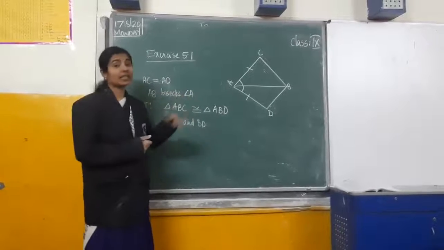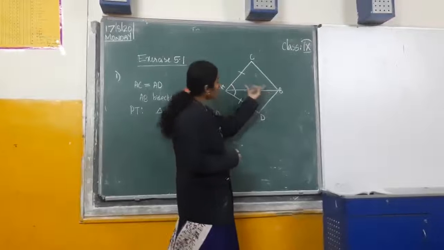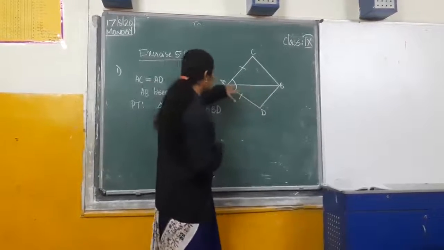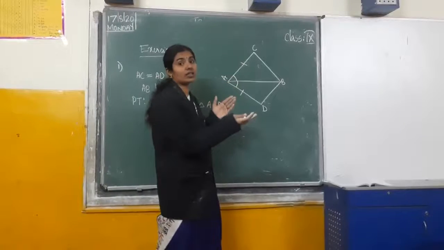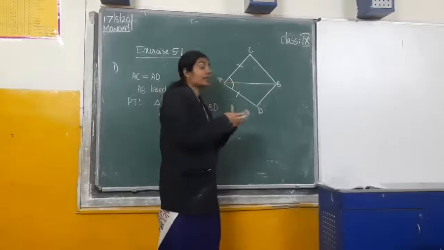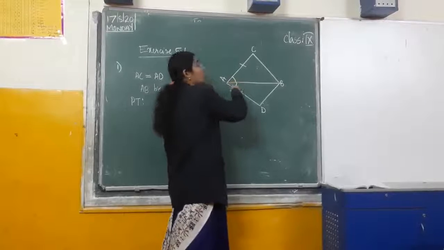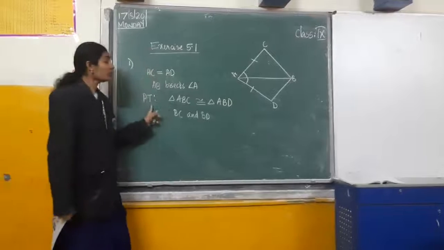AB bisects angle A. What does that mean? AB is a line segment which is bisecting an angle. That means this line segment divides angle A into two equal parts. I have already explained about this. AB is a line segment bisecting angle A, which means these two angles are equal. Okay. What do you want to prove?